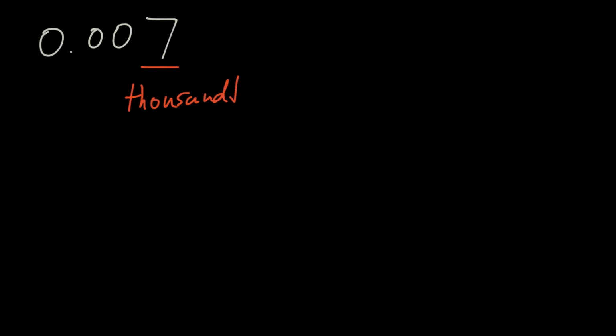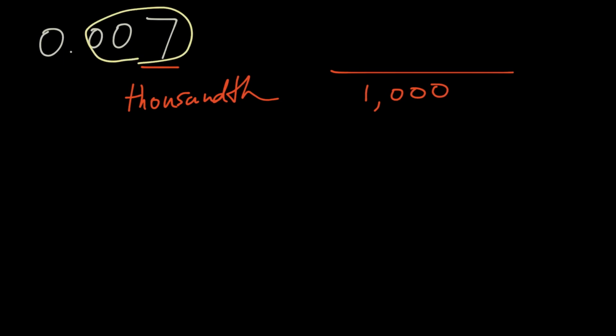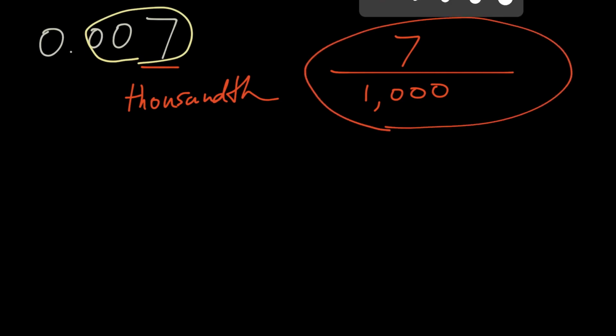Now here is another example, 0.007. Okay, we can see the 7 in the thousands value. So again, we're going to put 1000 in the denominator and simply place 7 as the numerator. So the final answer is 7 over 1000.